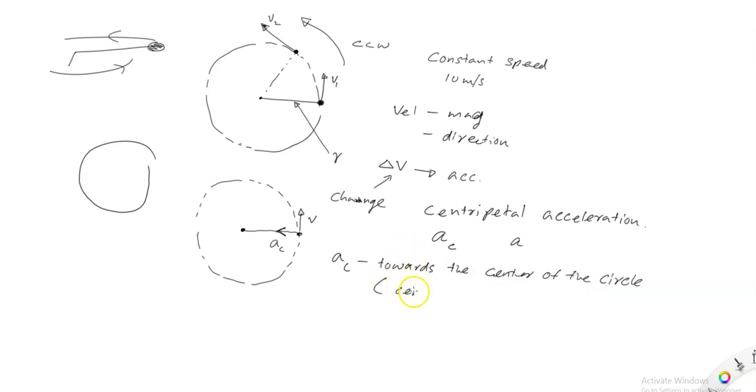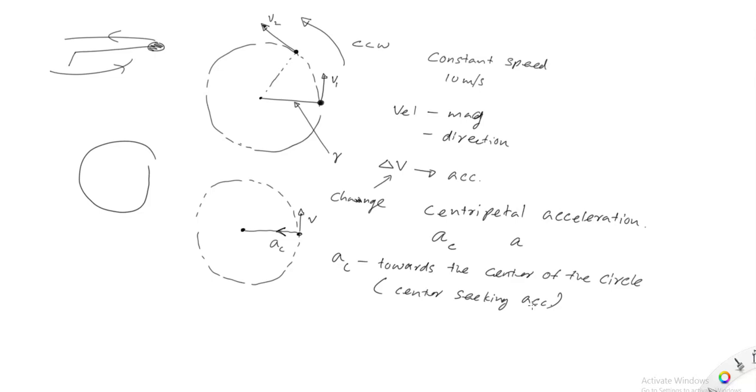Sometimes we call it center seeking acceleration. So when something goes in a circle, even though the speed remains the same, there is still an acceleration. We call it centripetal acceleration. We label it as AC. The direction is given as towards the center. Centripetal acceleration is towards the center of the circle. So these are a couple of important things that you should remember.